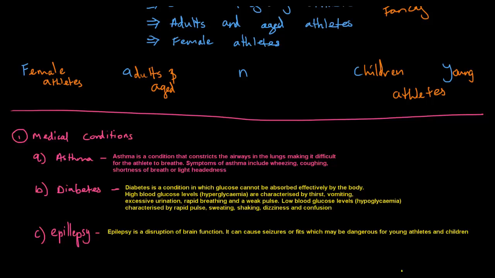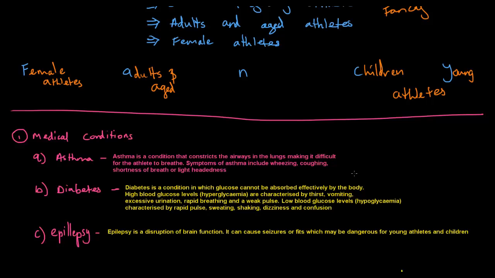So what you really need to know is what asthma is and some little characteristics about it. So first off, we can say that asthma is a condition that constricts the airways in the lungs, making it difficult for the athlete to breathe. Now, if you think about it, asthma is pretty common, and a lot of people die from asthma every year. Asthma is quite severe, and if you visualize it, imagine not being able to breathe efficiently. Imagine every single breath is short and you need more breaths to breathe in.